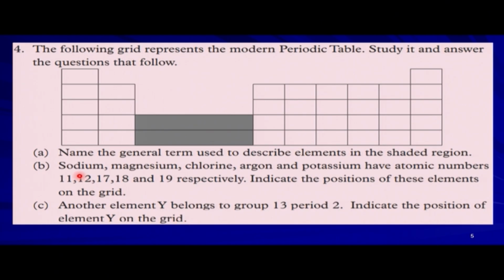So let me give you 40 seconds, and you think about the respective positions of these elements, sodium, magnesium, chlorine, argon, and potassium, and you go to sub-question C to identify the position of this Y, which belongs to group 13 and period 2. Just 40 seconds, and I give you the answers. Good.